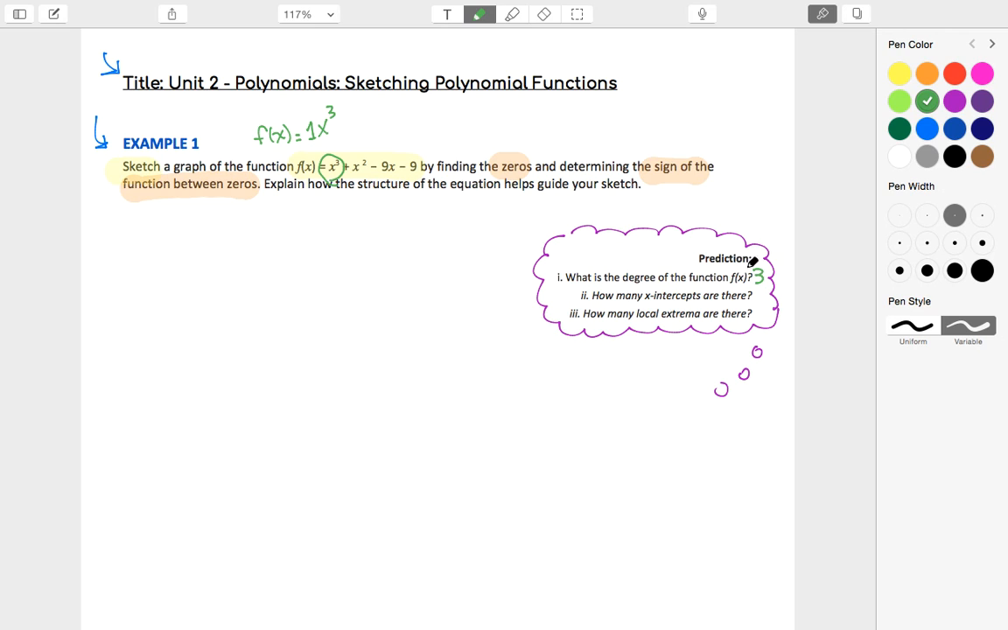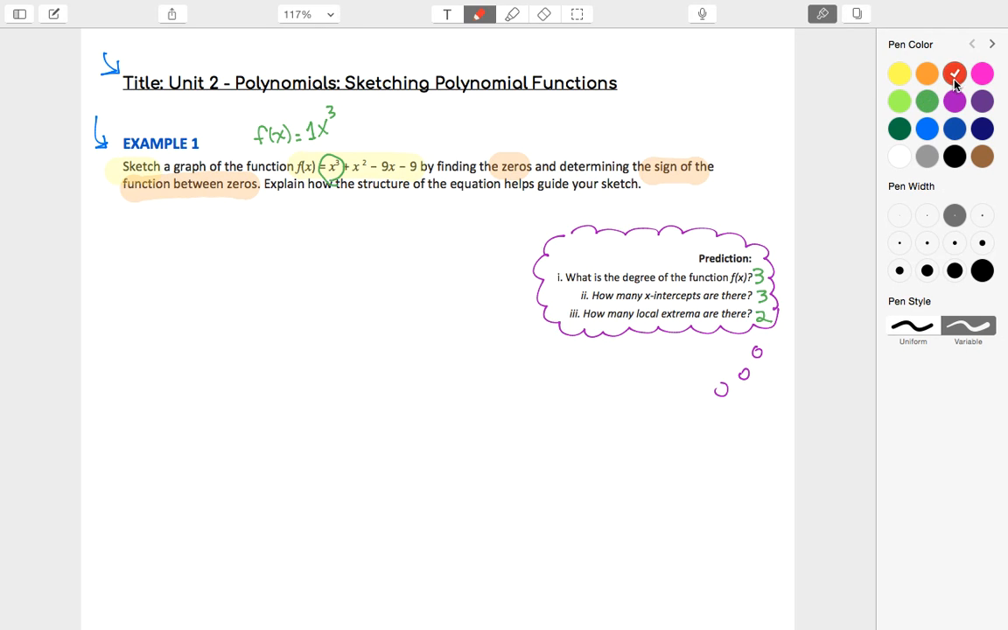Also, because it's 3, there is a connection between the number of x-intercepts and the degree. That means usually that they are the same. So I'm going to make a prediction and say that we're going to have possibly 3 x-intercepts as well. Local extrema, how many are there? In this case, it's usually always 1 less than the degree. So in this case, 1 less than 3 is 2. So possibly there's going to be 2 hills and valleys for this problem before we even sketch.